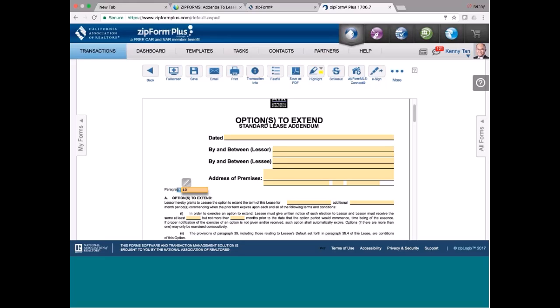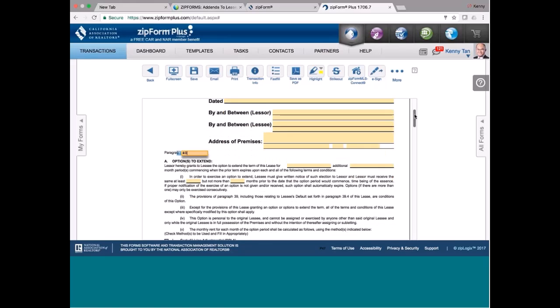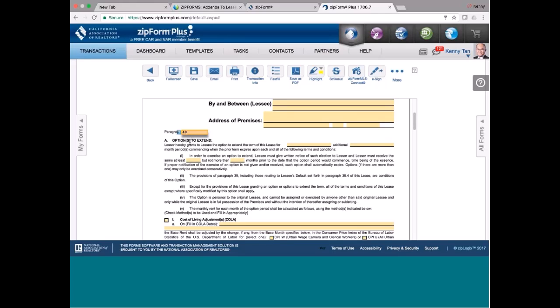And then it says here, option to extend: lessor hereby grants to lessee the option to extend the term of this lease for, now this is in terms of months, but it could be years. So you can say, for example, the option to extend this lease for 60 additional months, commencing when the prior term expires.